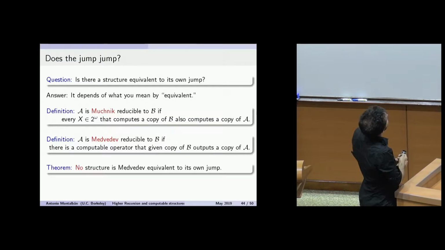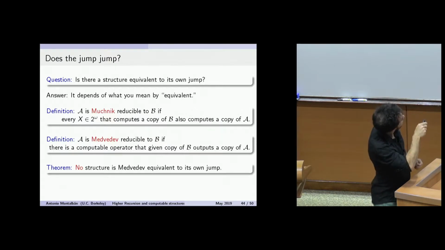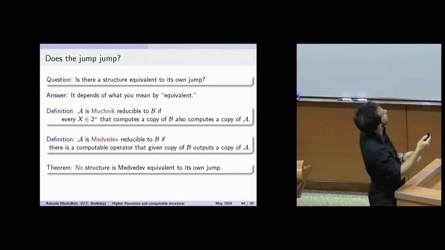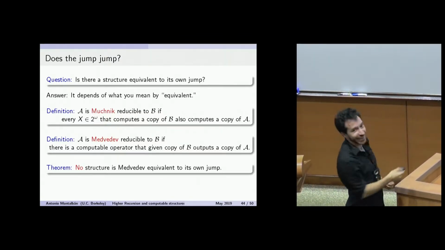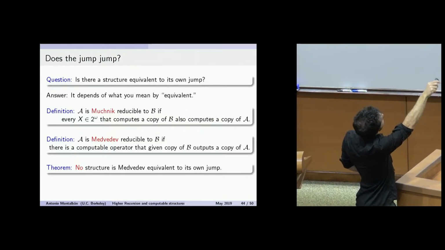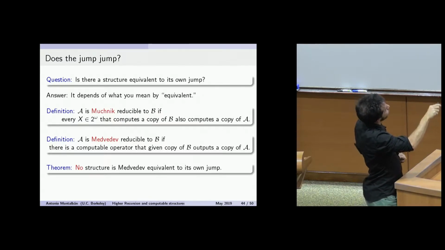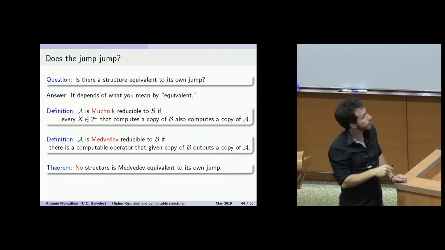So what happens in these cases? First, if you're looking at Medvedev equivalence, the answer is no. Maybe I messed up here because I asked the question in two different ways. The answer to the question in blue here is no: no structure is Medvedev equivalent to its own jump.